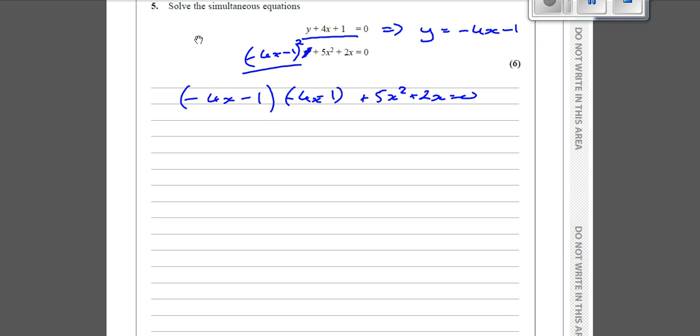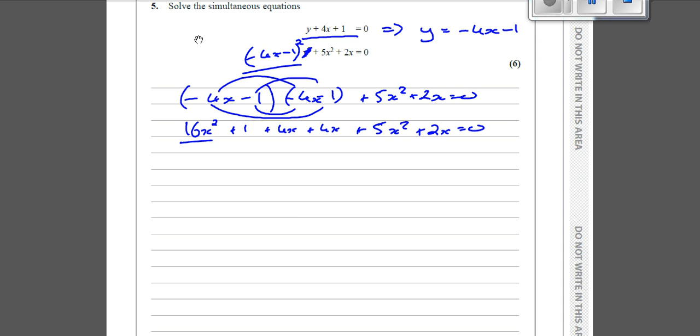So then, whichever method you use to multiply out, minus 4x times minus 4x is going to be 16x squared. Minus 1 times minus 1 is going to be plus 1. Minus 1 times minus 4x is going to be plus 4x. And minus 4x times minus 1 is going to be plus 4x. Plus you've got this plus 5x squared plus 2x equals 0. Then collect together the x squared terms, so 16x squared plus 5x squared is 21x squared. 4x plus 4x plus 2x is going to be plus 10x. And you've got the plus 1 on the end, equals 0. And then you've got to somehow factorize that.